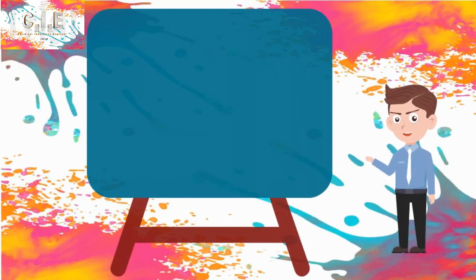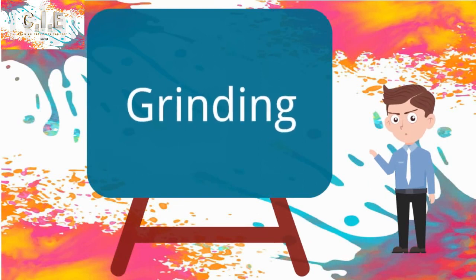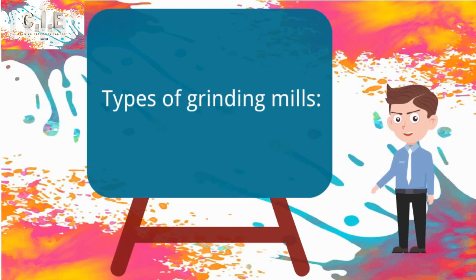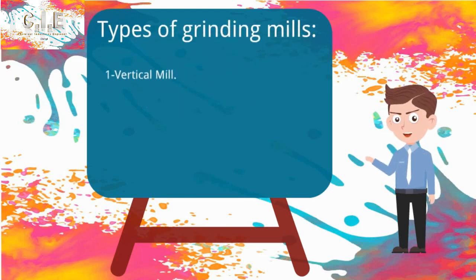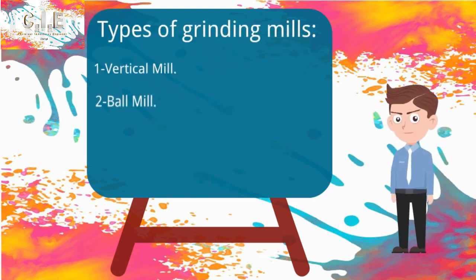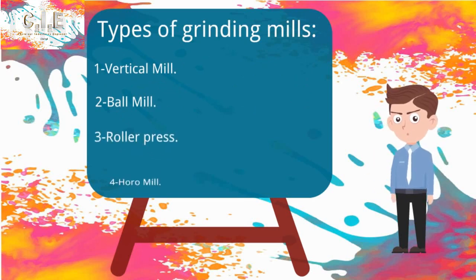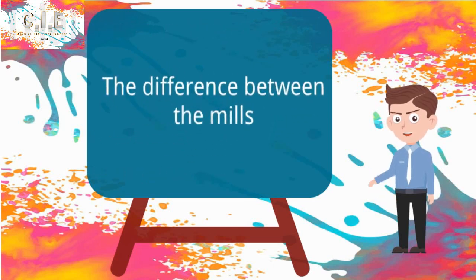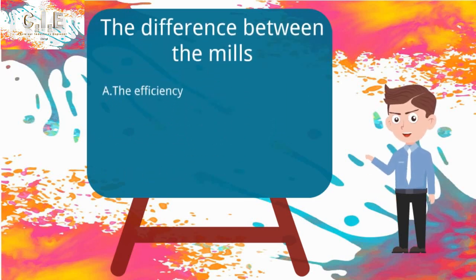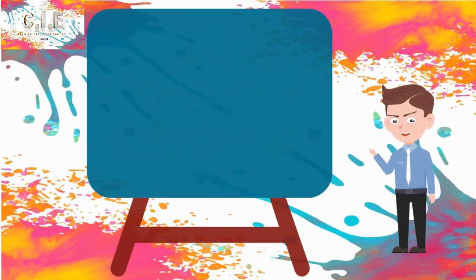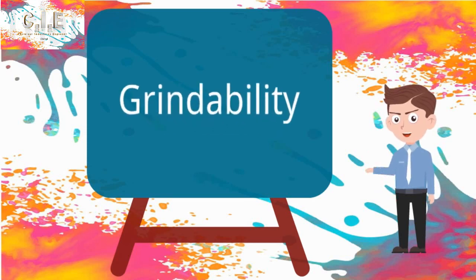The second step in cement manufacturing after crushing is grinding or milling. The most used mills in the cement industry are vertical roller mill, ball mill, roller press, and Horomill. The difference between these types is efficiency and power consumption. For the materials to be ground, there is an important factor, its grindability.